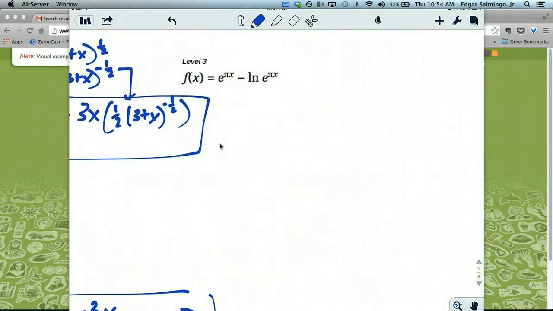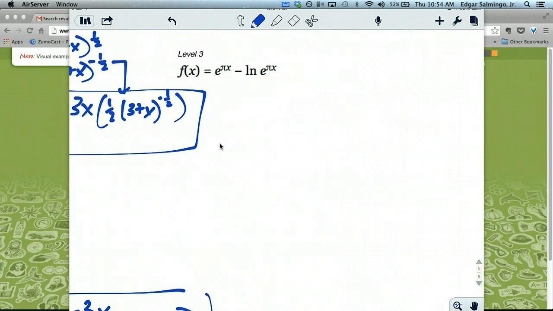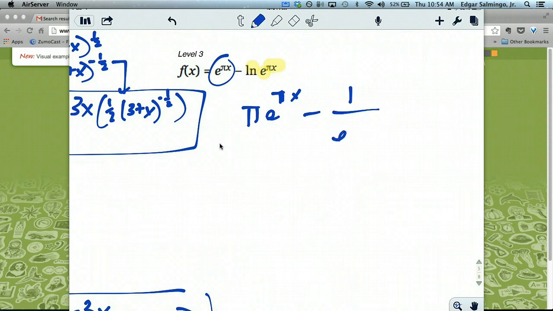And the last one, the hardest one, this one doesn't have any product rule, so it should be relatively easy. The derivative of this first term right here, again, using the rules of e, should be pi e to the pi x. Minus, and then here I have a chain rule. I have pi x, which is inside e, which is inside ln. So I have a triple chain rule here. So the derivative of the outside function, ln, is 1 over e to the pi x, times the derivative of the inside, which is again pi e to the pi x, like so. So that's how you do that chain rule.